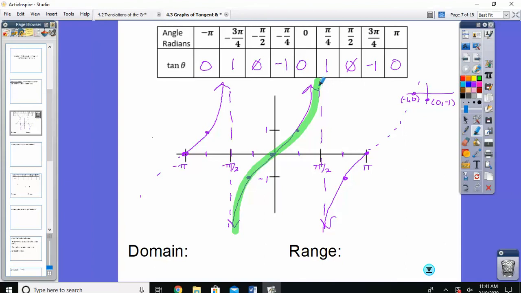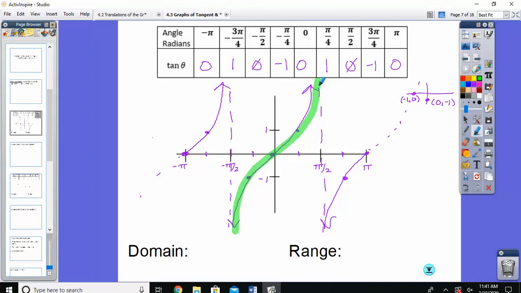So the period for a tangent is different than sine and cosine. Sine and cosine take 2 pi before they start to repeat themselves. Tangent starts to repeat itself after this. Tangent has a period of pi. After a length of pi, it starts repeating what it was already doing.